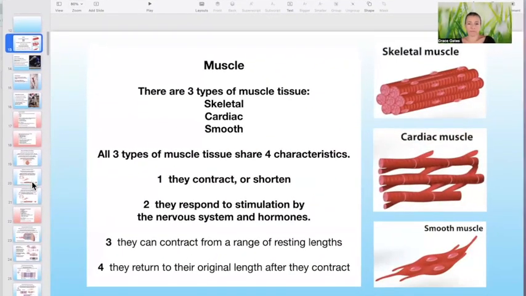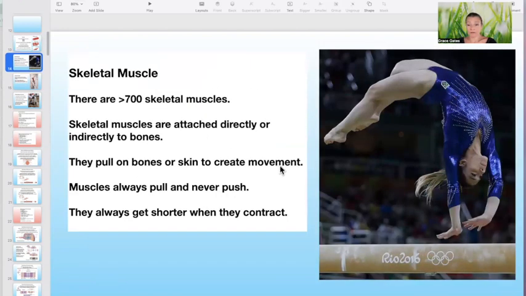Okay, muscle. There are 3 types of muscle tissue: skeletal, cardiac, and smooth. All 3 types of muscle tissue share 4 characteristics. They contract or shorten. That's the only action that they can do other than relaxing and stopping contraction and lengthening. They respond to stimulation by the nervous system and hormones. They can contract from a range of resting lengths. We really won't discuss that further, and they can return to their original length after they contract, which we won't discuss much either. There are more than 700 skeletal muscles.